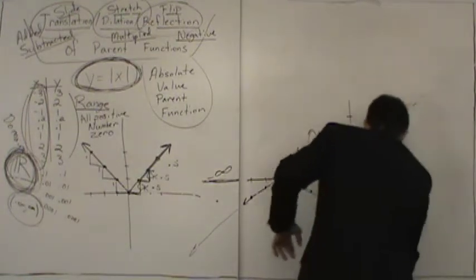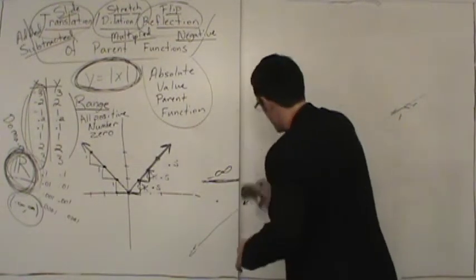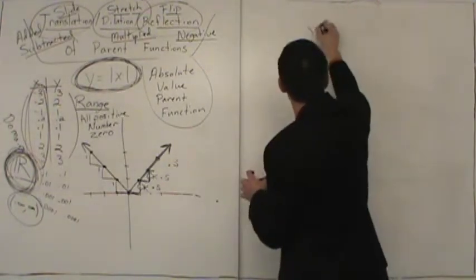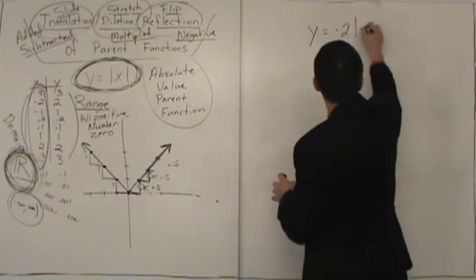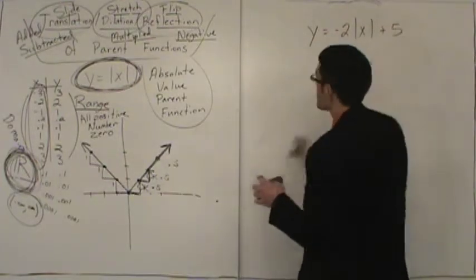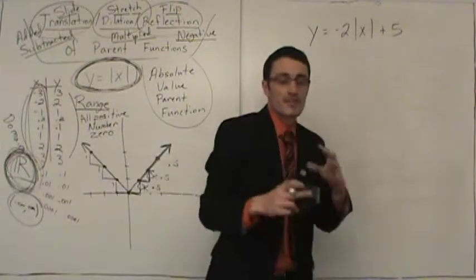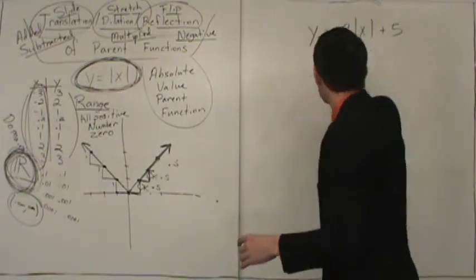Last function is y equals -2 absolute value of x plus 5. You should try to attempt to do this one on your own. Pause the video, see if you can find your vertex, find dilation, reflection, and graph the function.